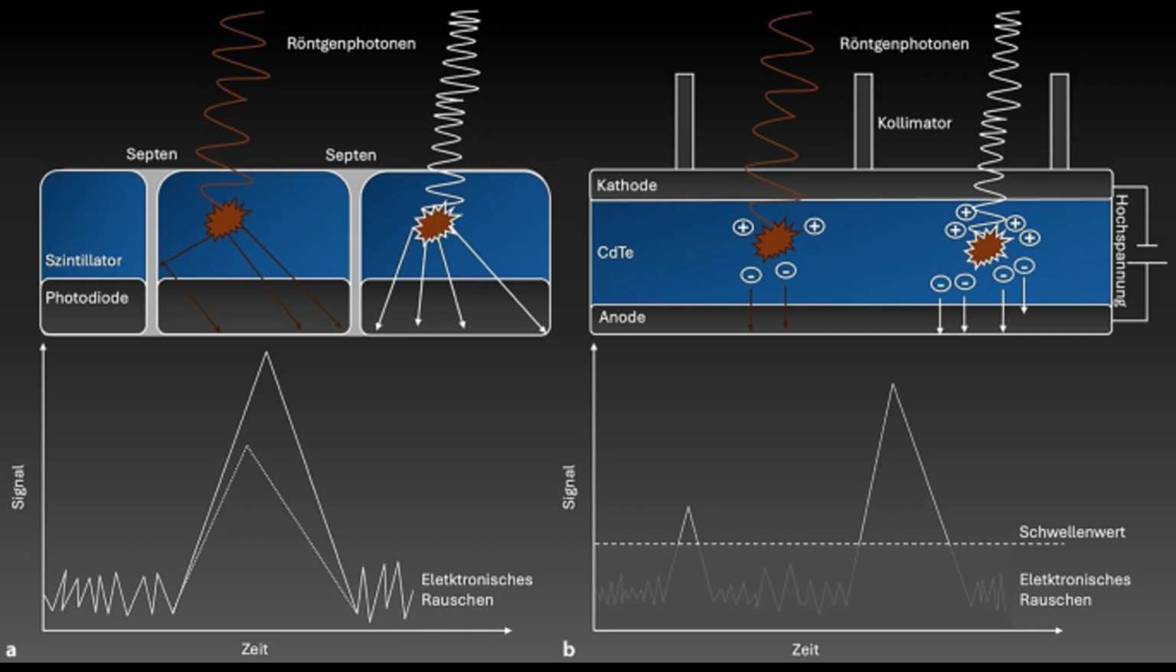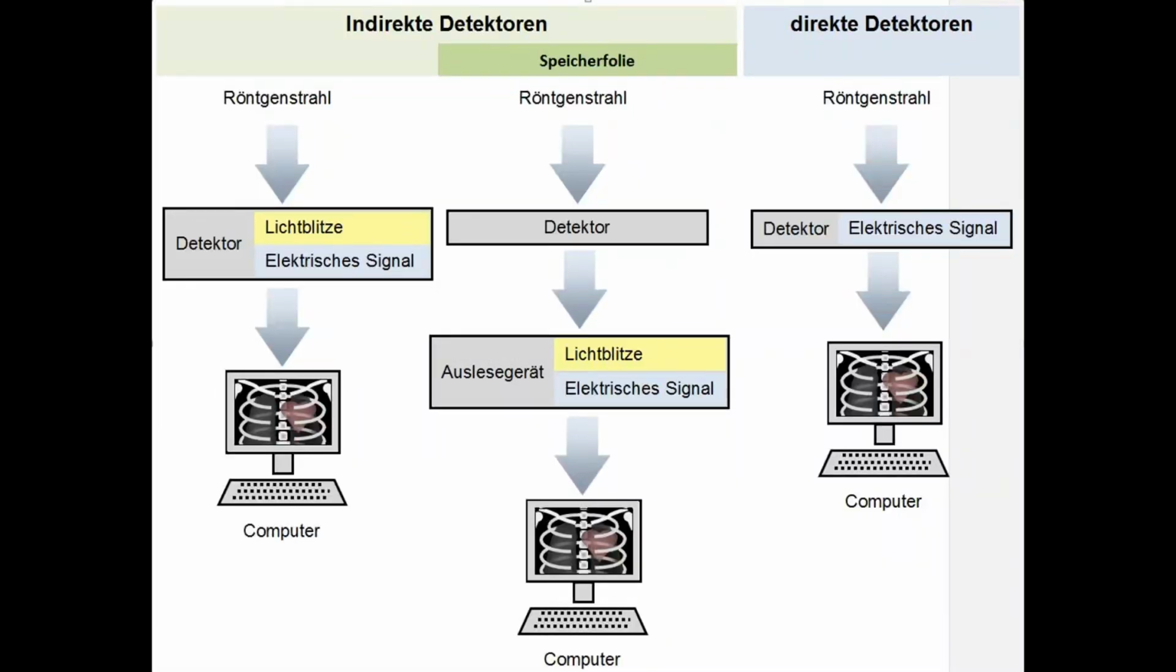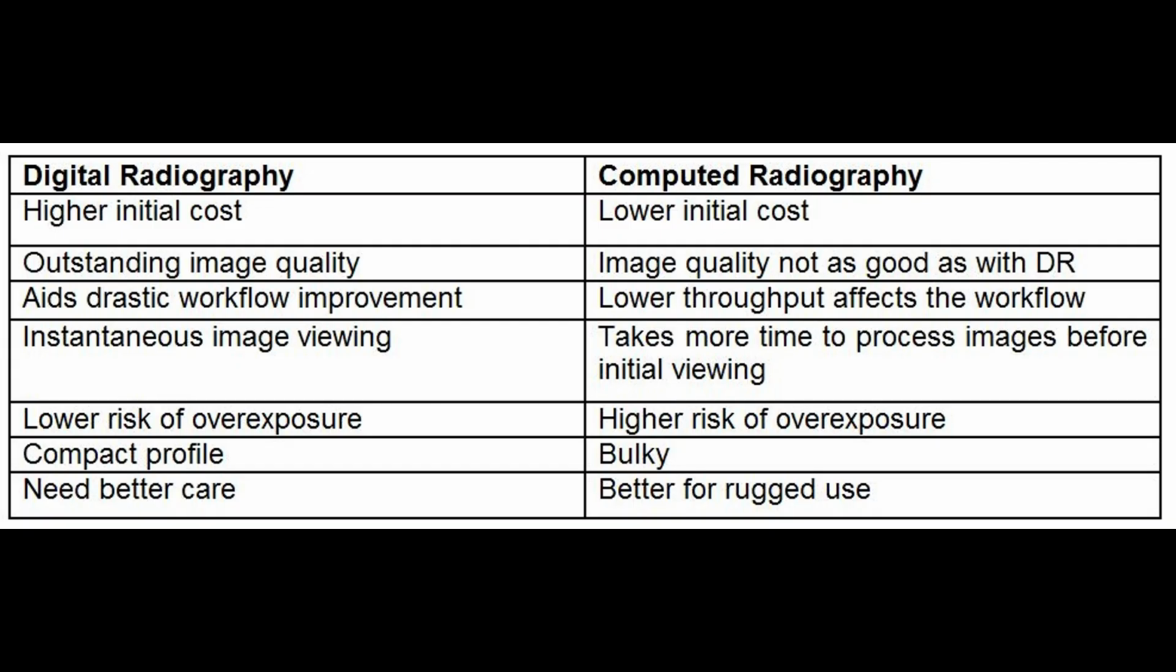DR, or digital radiography, uses direct digital detectors that send the image almost instantly to the console. These systems usually have higher DQE, produce less noise, and overall allow faster workflow and lower dose. The choice between CR and DR depends on budget, workflow needs, and the clinic's IT infrastructure.